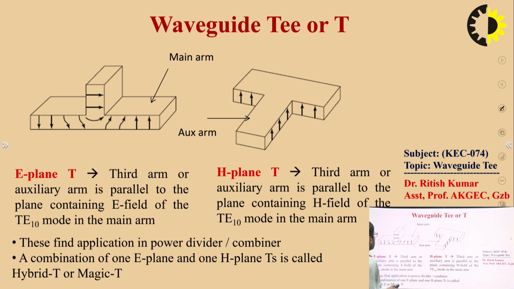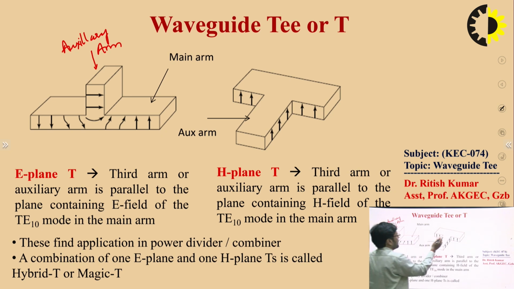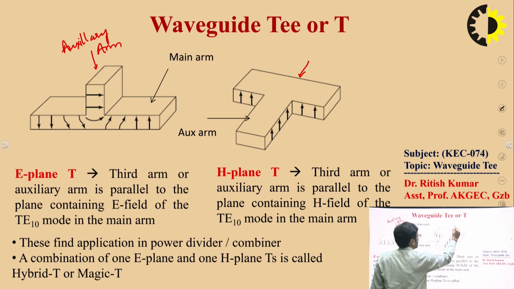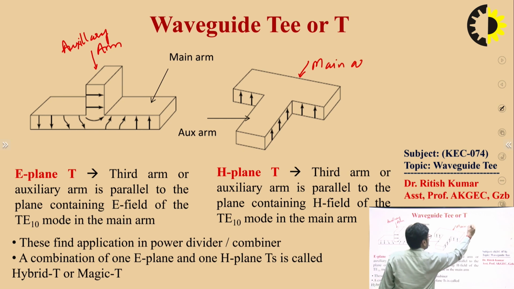As we can clearly see here, if I remove this auxiliary part in the figure, then this is a kind of simple waveguide. So in this figure, this is the main arm and this one is the auxiliary arm, and here you can see this one is the main arm and this one is the auxiliary arm, right.